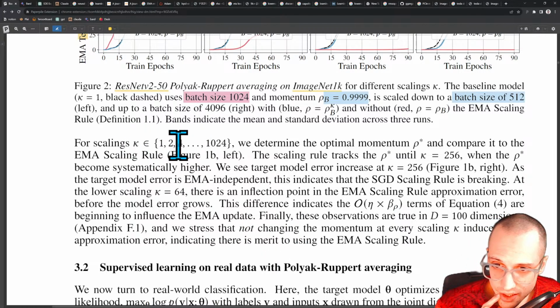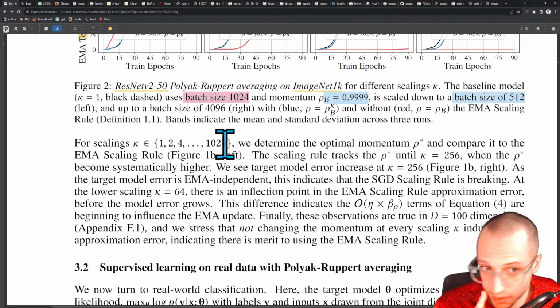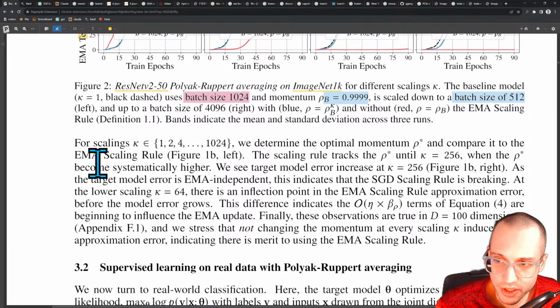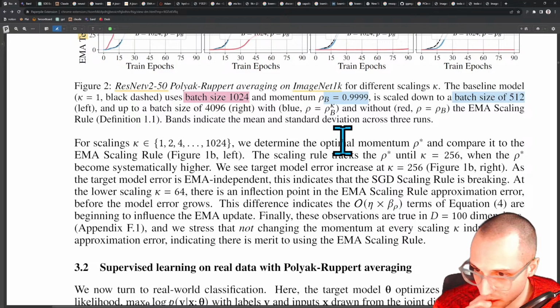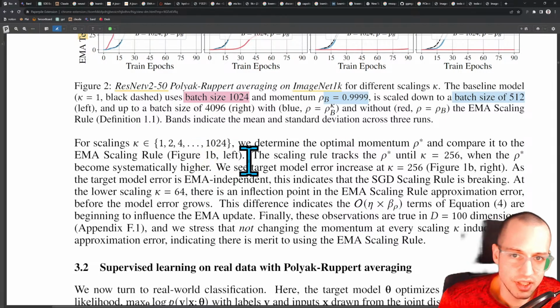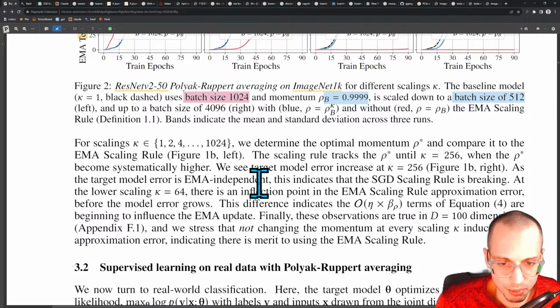For scalings K equals 1 all the way to 1024, we determine the optimal momentum rho star and compare it to the EMA scaling rule. The scaling rule tracks until K equals 256, or kappa equals 256, and then rho star becomes systematically higher. We see the target model increase at kappa equals 256 as the target model is EMA independent. This indicates that the SGD scaling rule is breaking.